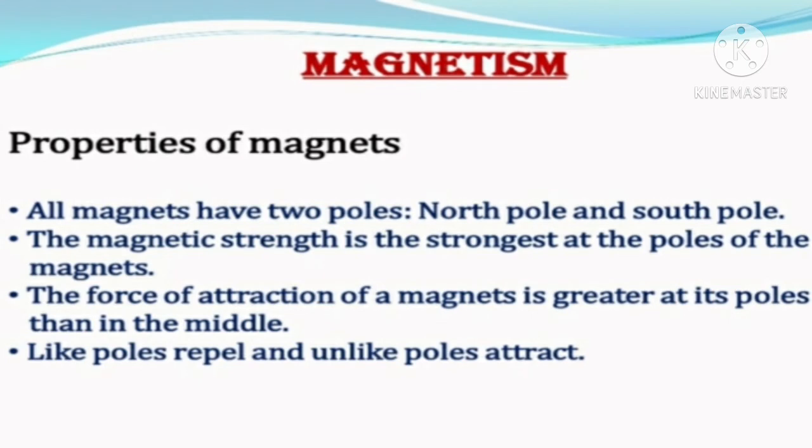Properties of magnets. First, all magnets have two poles, North Pole and South Pole. Second, the magnetic strength is the strongest at the poles of the magnets. Third, the force of attraction of a magnet is greater at its poles than in the middle. Fourth, like poles repel and unlike poles attract.